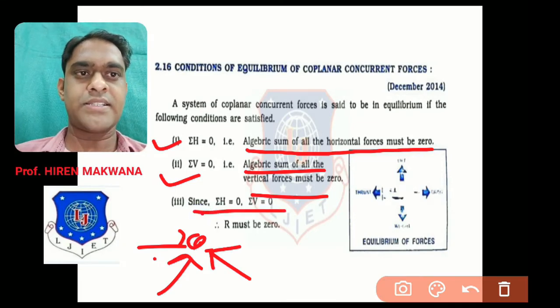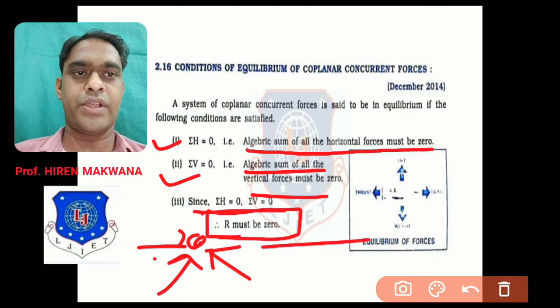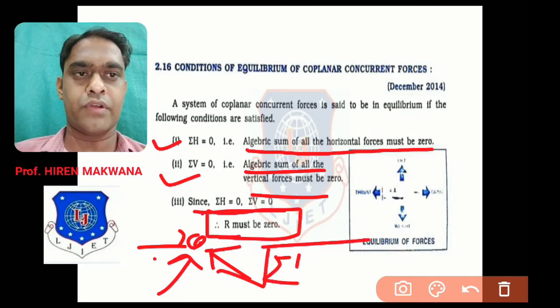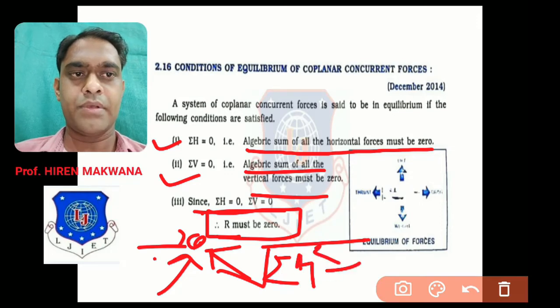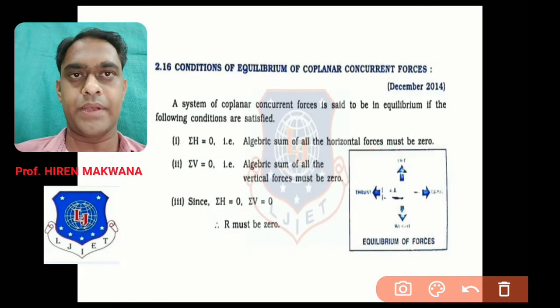Now since sigma h and sigma v both are 0, the resultant is also 0 according to the formula of under root of sigma h square plus sigma v square. But sigma h, sigma v both are 0, so the resultant must be 0. So this is the condition of equilibrium.